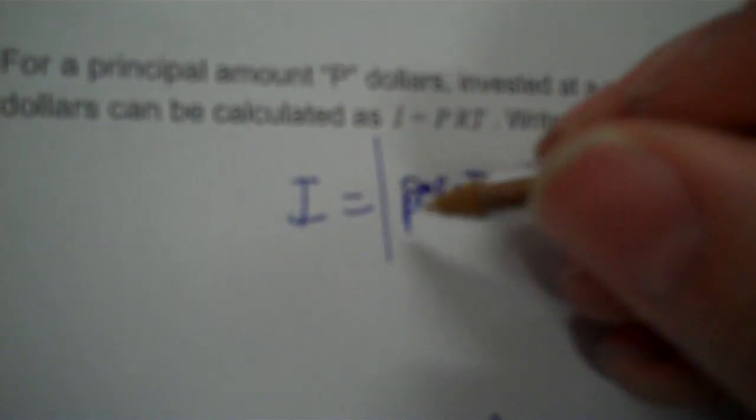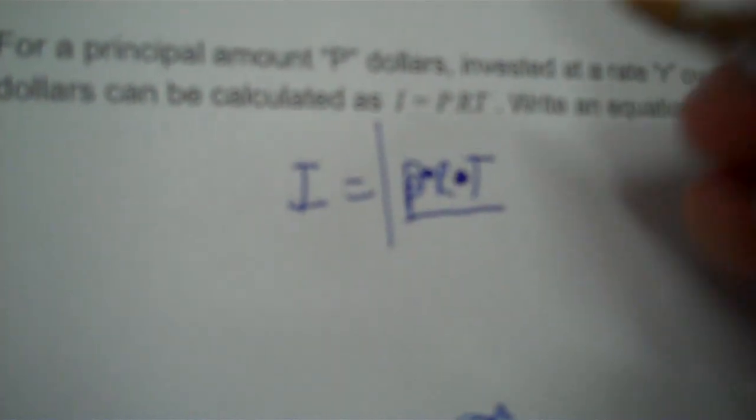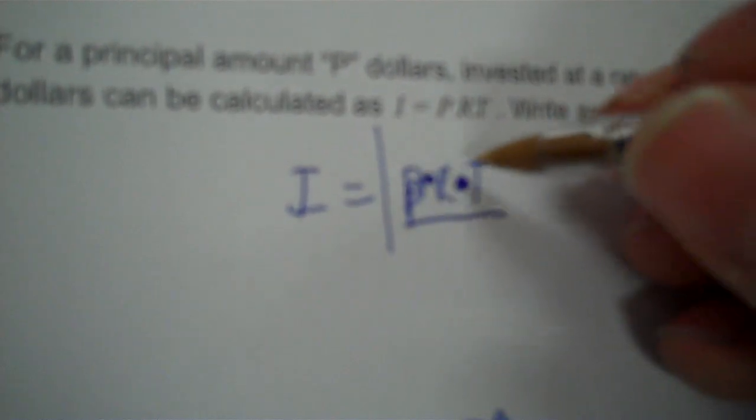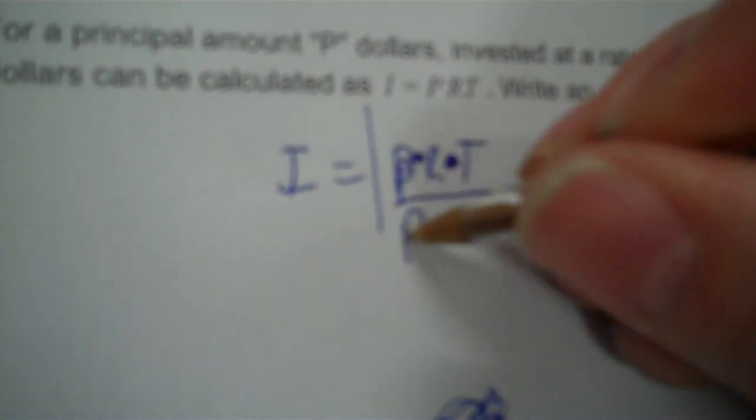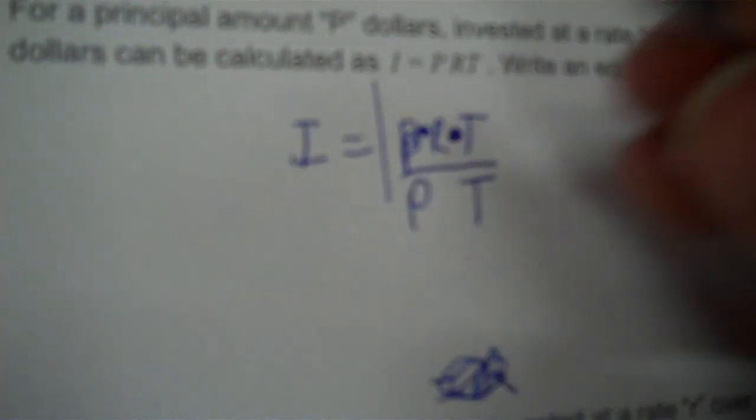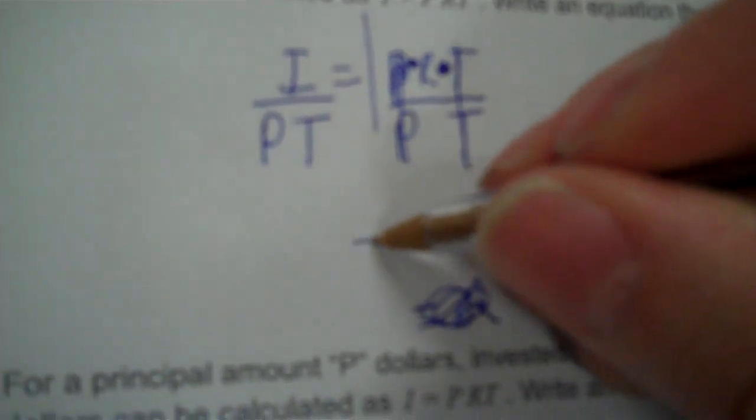So to get rid of multiplication, we would divide by the factors P and T, not R. Don't put R down there. So P and T. Then I would divide this side by P, T. So the P's cancel on that side, and then R is now isolated by itself, and it's I over P, T.